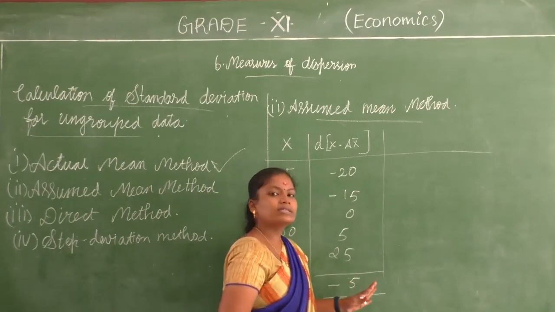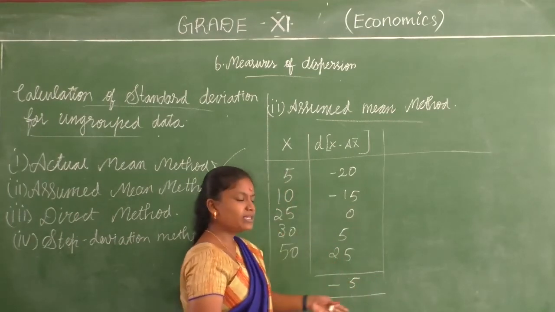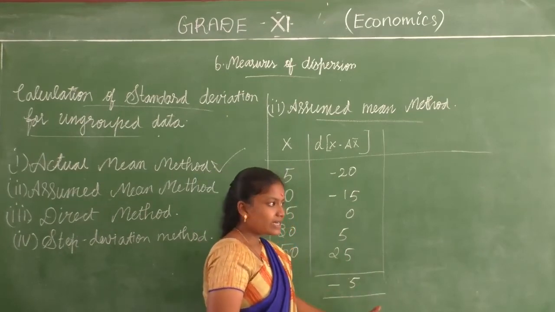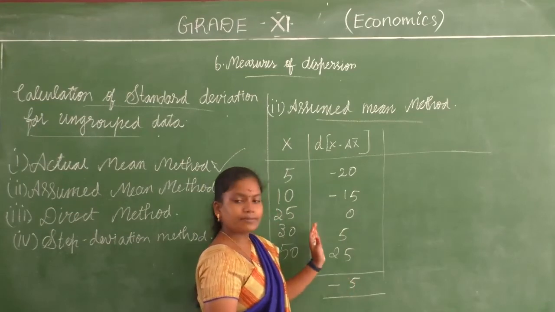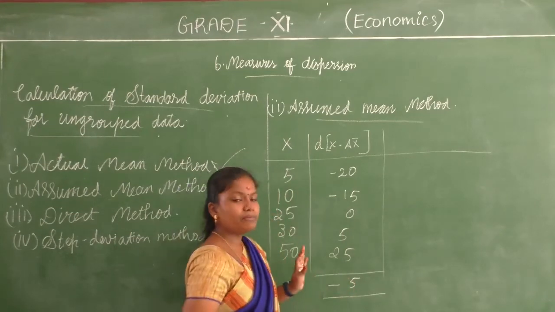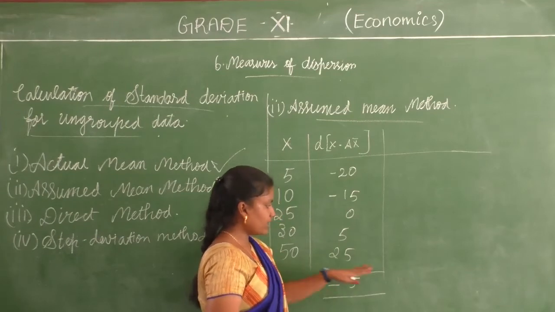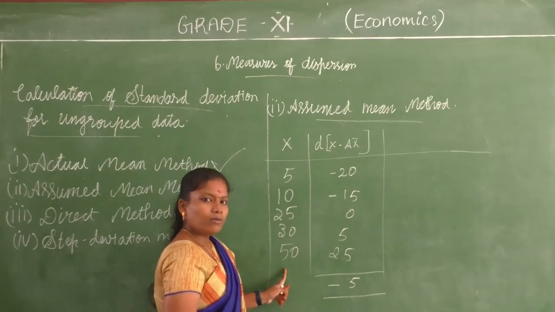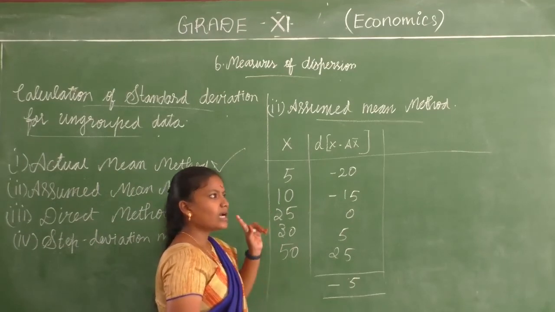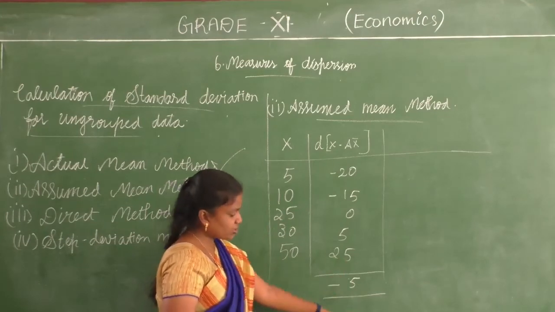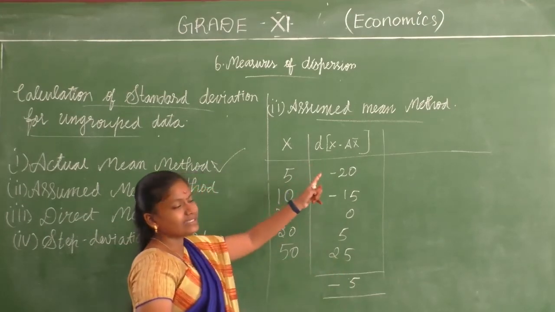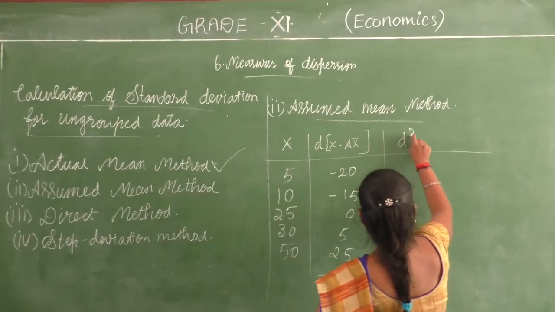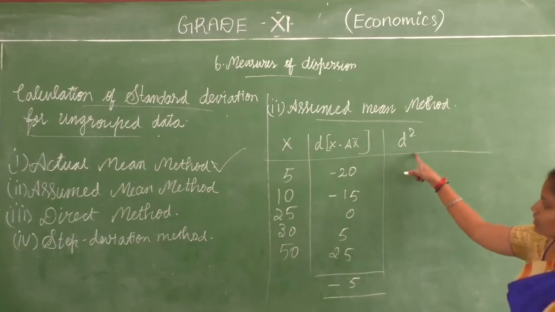Here, you don't get the deviations to be 0. Usually we get the deviation total as 0, but here, because we took an assumed mean from the arithmetic mean value, we did not get 0. Why? Because these are discrete values and they are ungrouped. So we got d. What do you have to do next? You need your d squared.